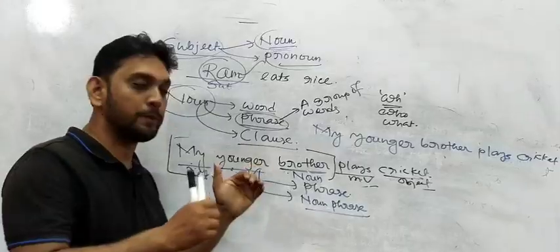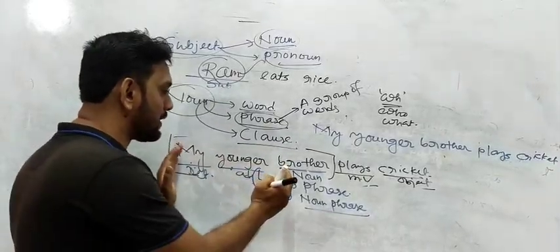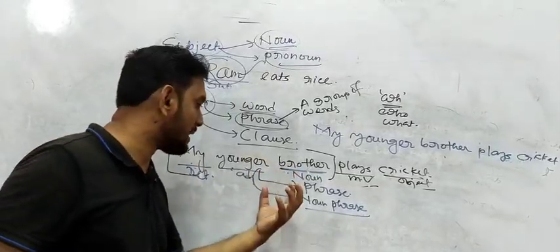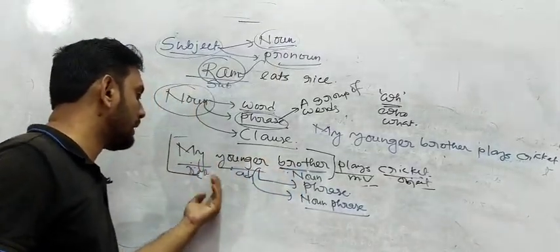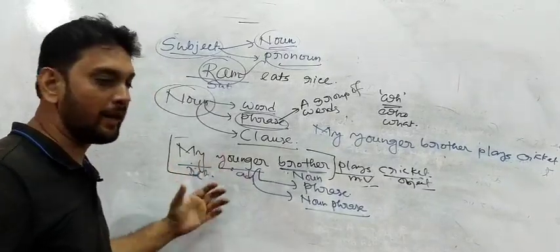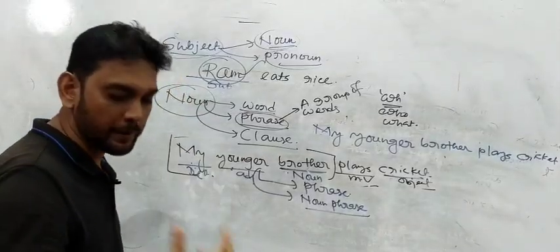Now my younger brother would be the subject of this sentence, and in this group of words, brother is the noun, and the rest of the previous parts are adjectives, or you can say determiners. Okay, and this part is known as the noun phrase. What? Noun phrase. Got my point?